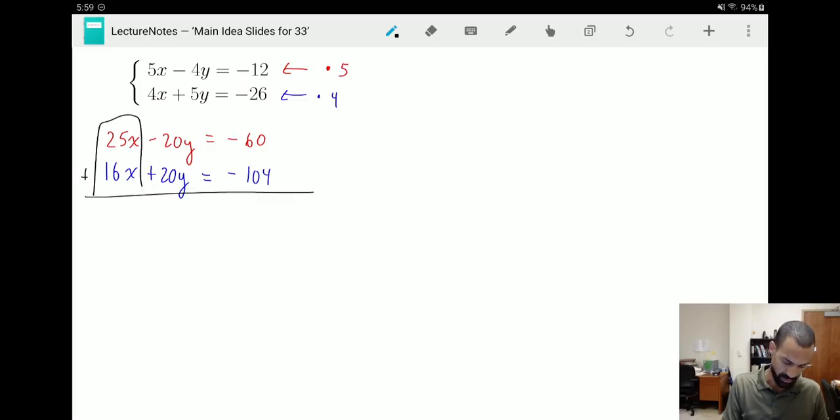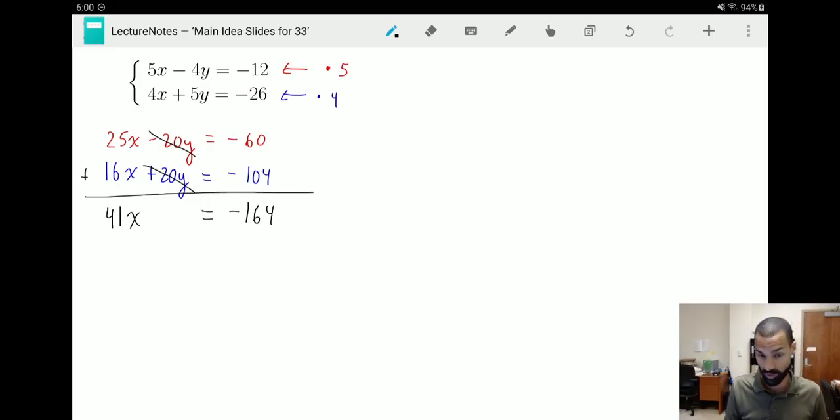Add them. 25x plus 16x is 41x. Negative 20y plus 20y is 0. They cancel each other out. Bring down the equal sign. Negative 60 minus 104 is negative 164. So 41x equals negative 164. Divide both sides by 41. X equals negative 4.